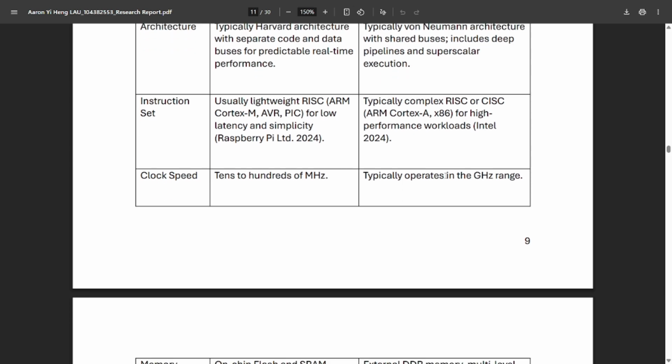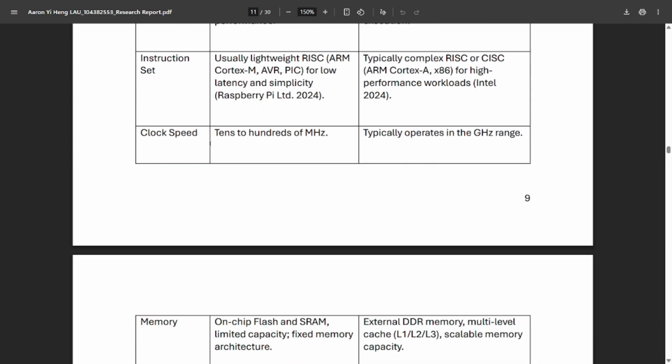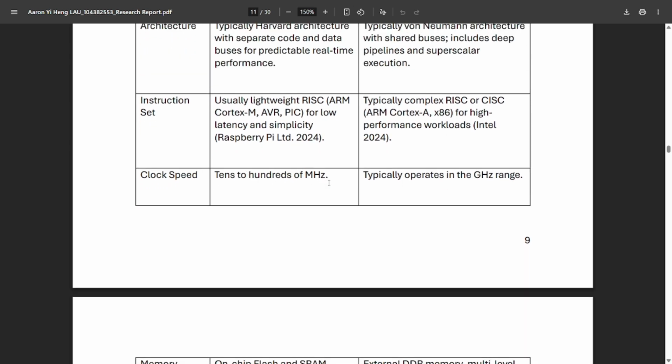For the clock speed, MCUs operate in the 10 to 100 MHz range, which is sufficient for sensor reading, motor control, and IoT tasks. MPUs operate in the gigahertz range, allowing them to execute billions of instructions per second and handle heavy workloads.